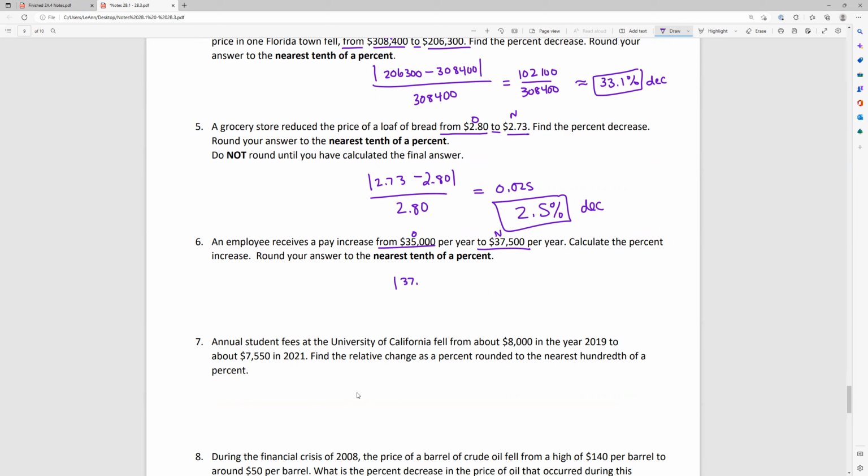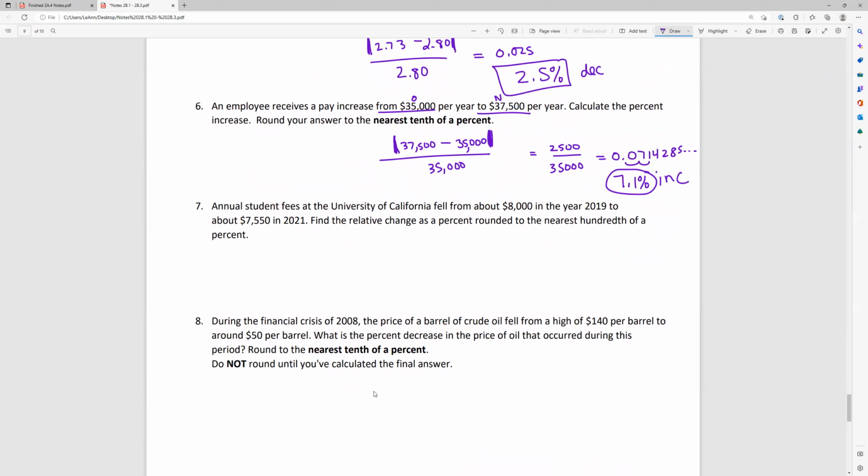So this is 37,500 minus 35,000 in the absolute value divided by the old, which is 35,000. Always try to make your absolute values look a little big and bolder, because sometimes they start looking like a 1. You don't want that. So once I worked this one out, I got 2,500 on top, 35,000 on the bottom still. That comes out to about 0.0714285... If I round to the nearest 1/10 of a percent, that's going to be 7.1%. And that's an increase.